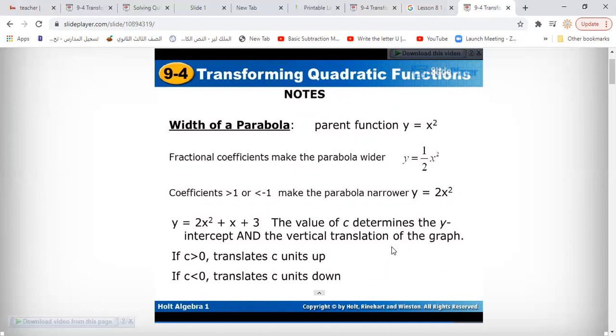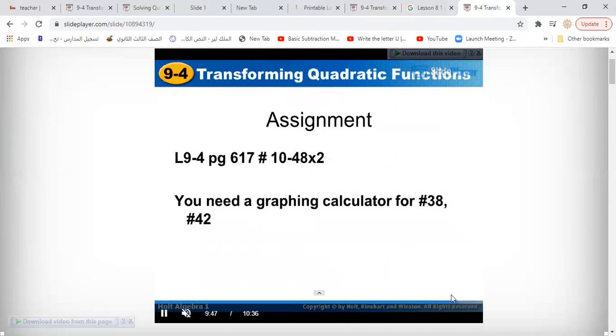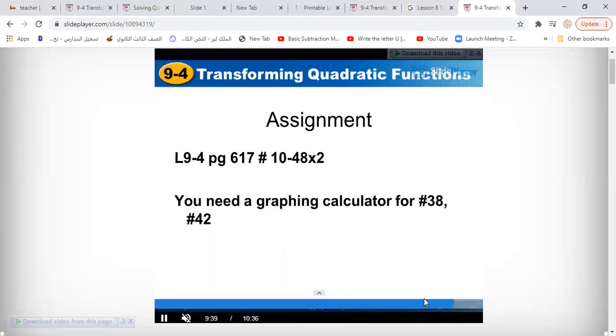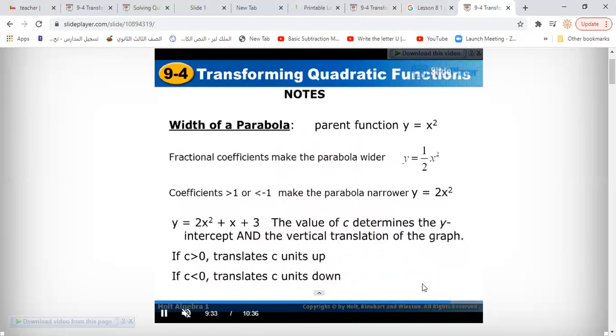So this was our lesson today about transforming quadratic functions. And please, you can answer your homework, and watch the video again. Don't hesitate to send me any question.